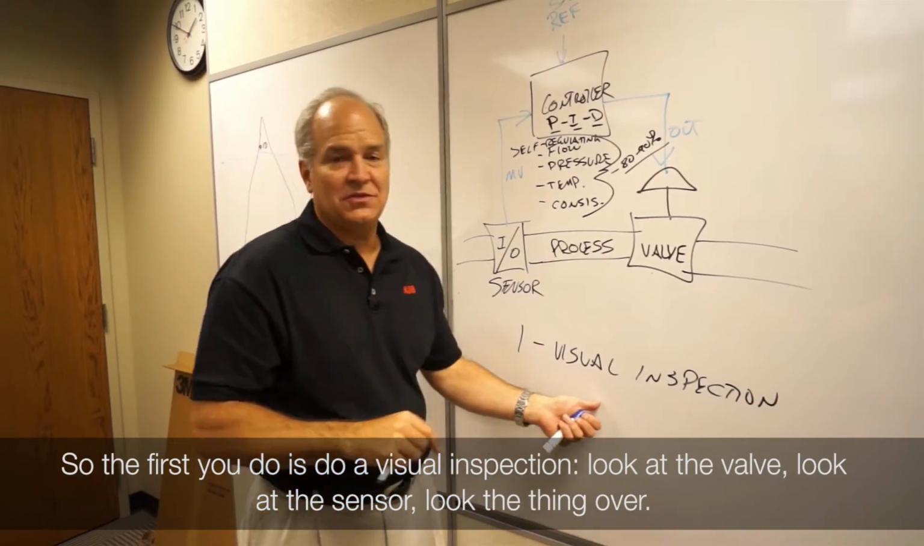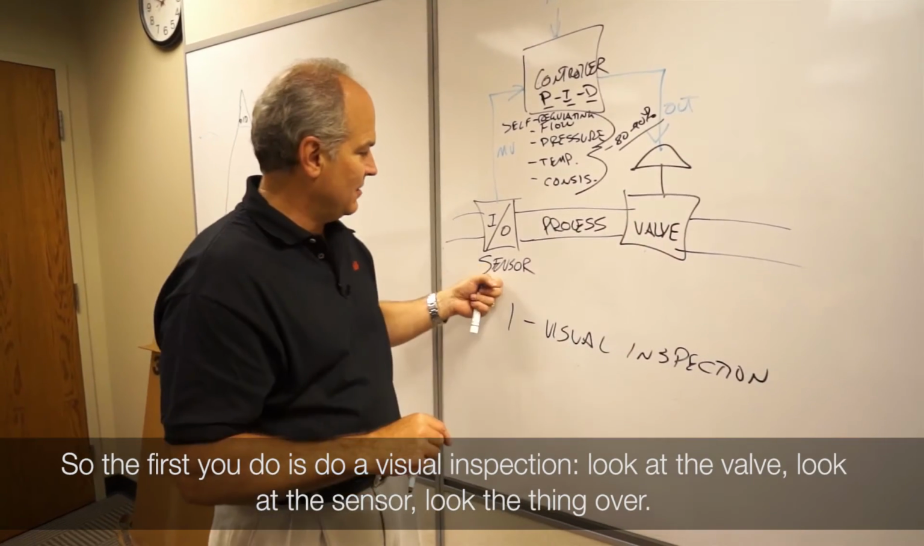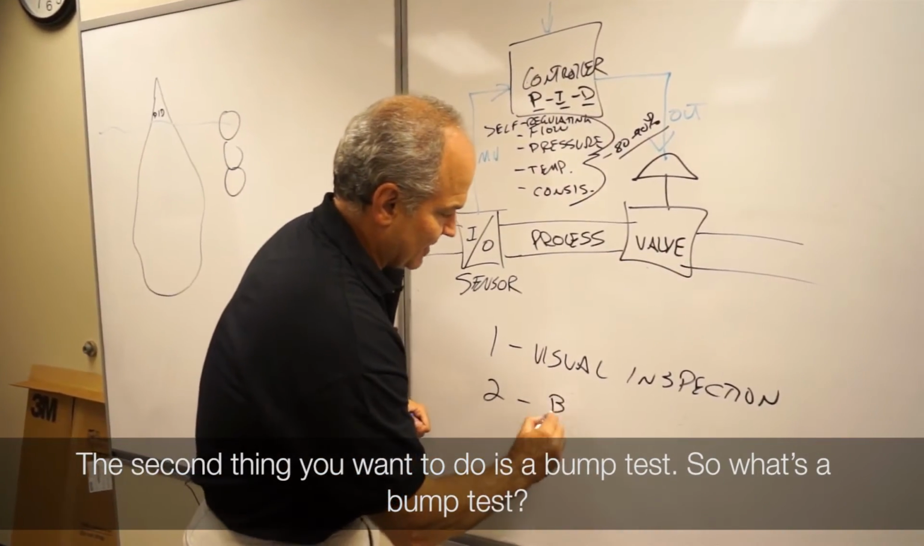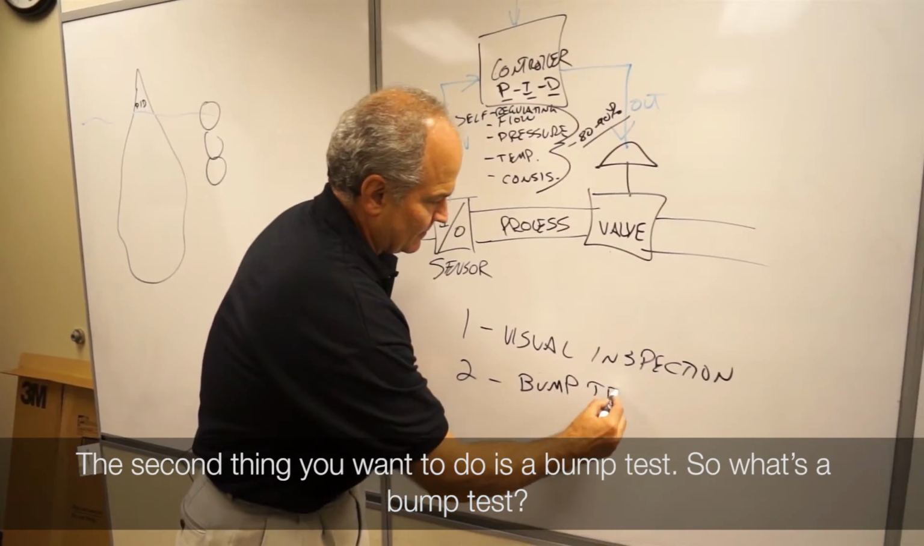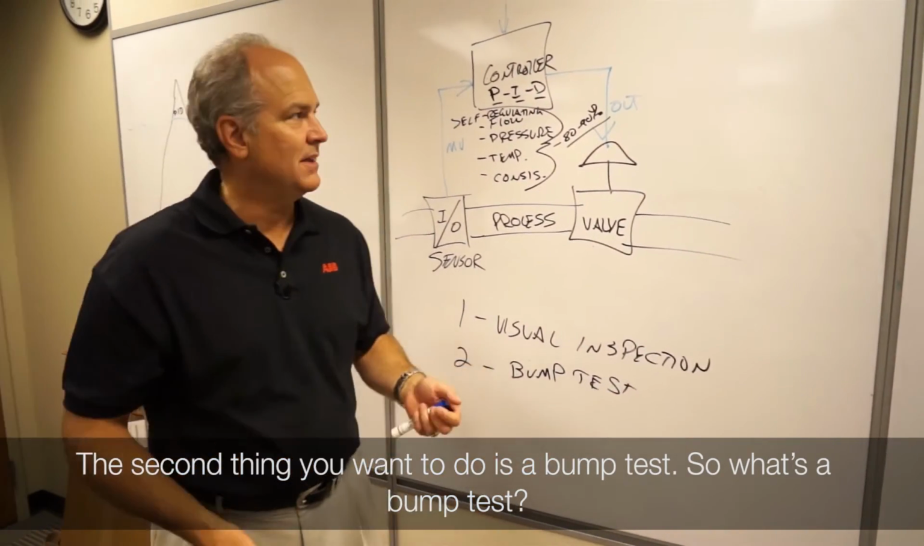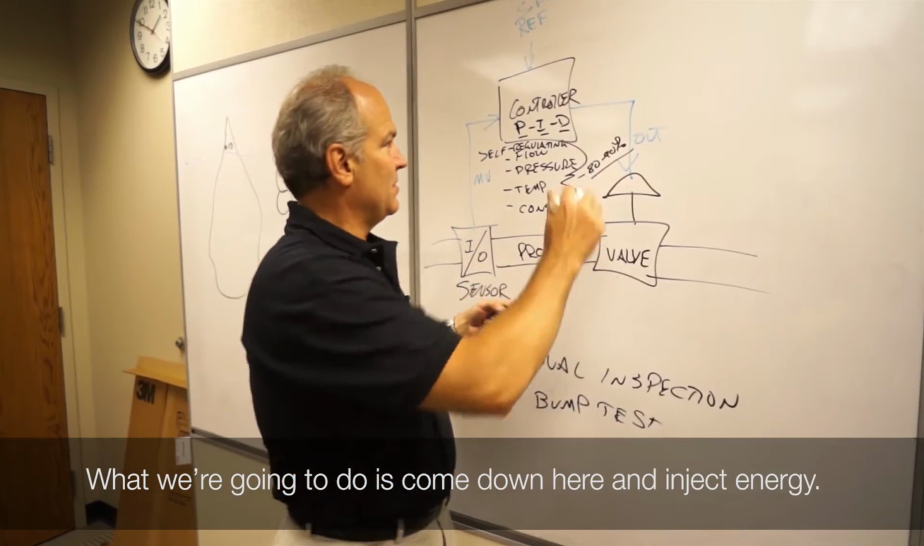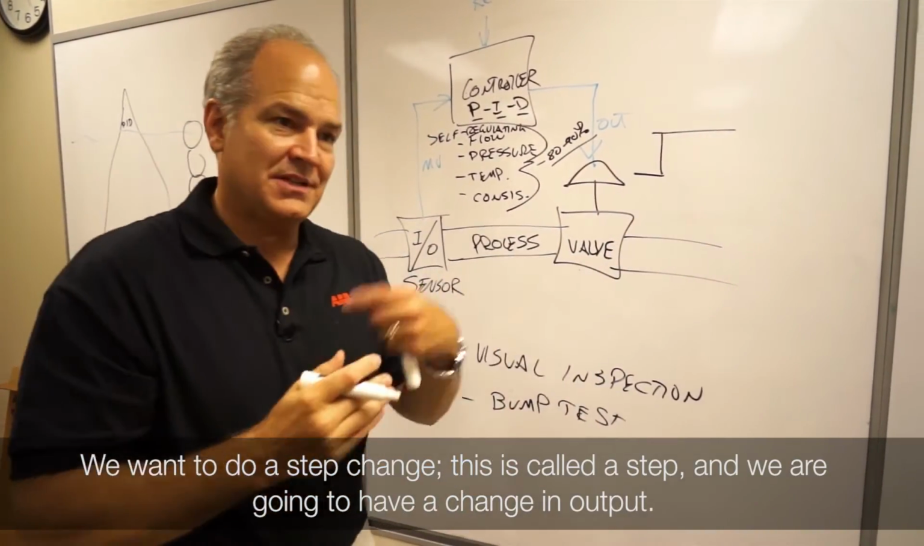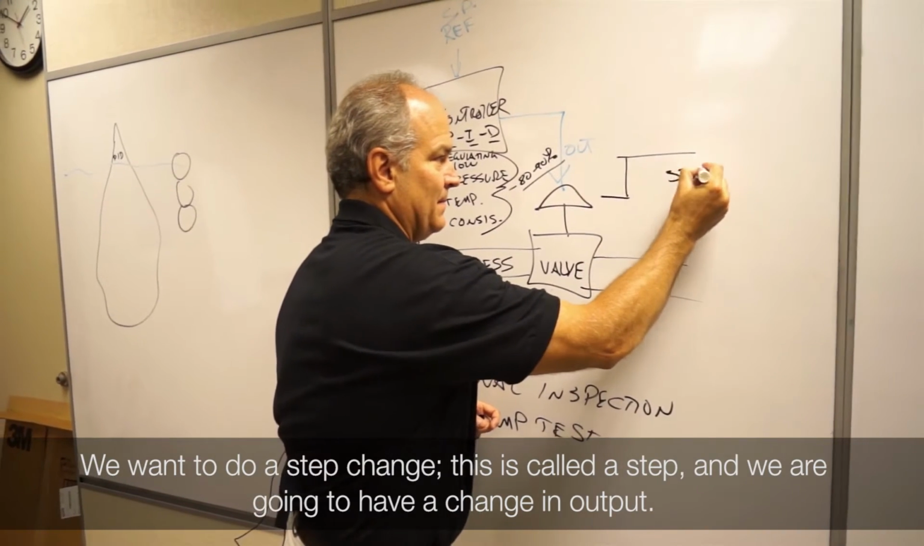So the first thing you do is do a visual inspection. Look at the valve, look at the sensor, look the thing over. Second thing you want to do is do a bump test. So what's a bump test? Well, what we're going to do here is inject energy. We want to do a step change. This is what's called a step.